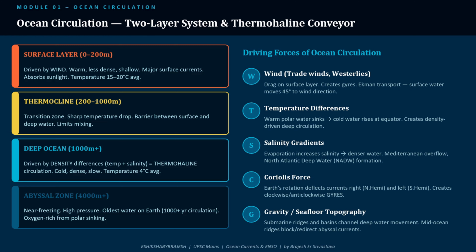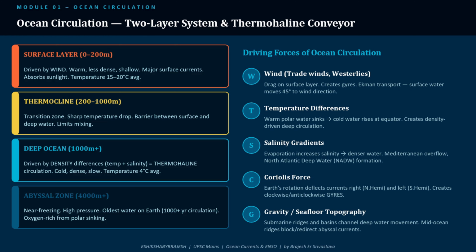The top layer is the surface circulation, roughly the top 200 meters of the ocean. This layer is warm, less dense, and is driven almost entirely by wind. The trade winds and westerlies drag the surface water along with them, creating the major surface currents we will study shortly. This layer absorbs sunlight. Temperature ranges from 15 to 30 degrees Celsius depending on latitude.